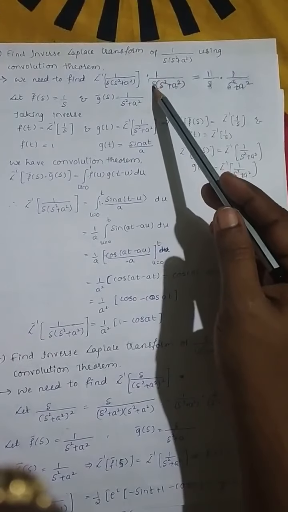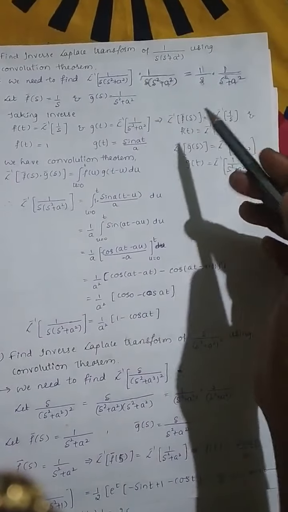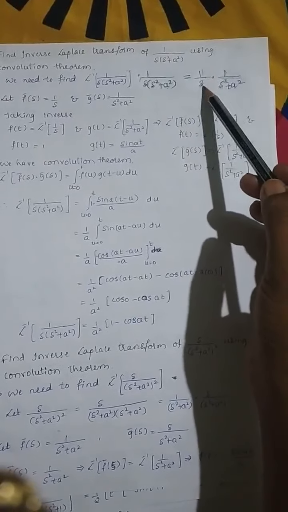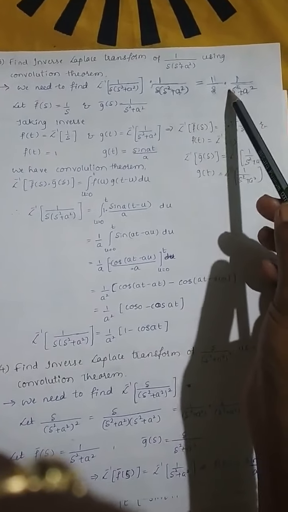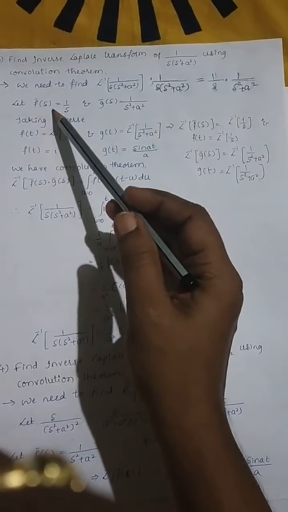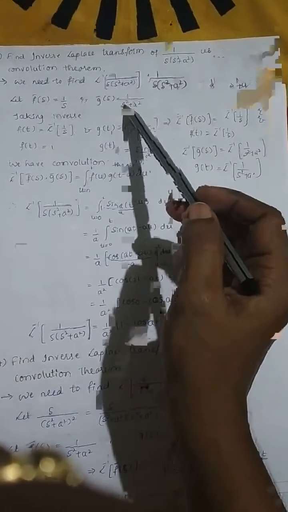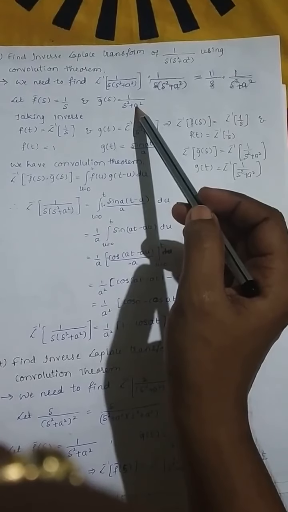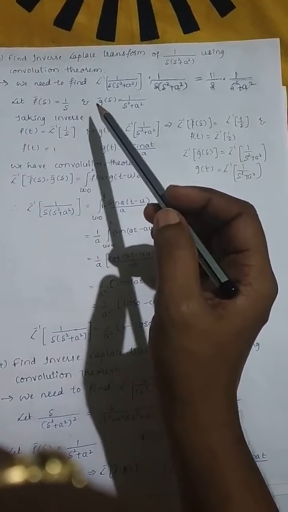And that 1 upon s into bracket s square plus a square, we can write it as 1 by s into 1 upon s square plus a square. Let f bar of s is equals to 1 by s and g bar of s is equals to 1 upon s square plus a square. Convolution means it is a combination of two functions.